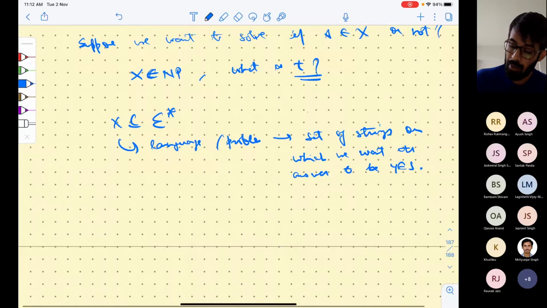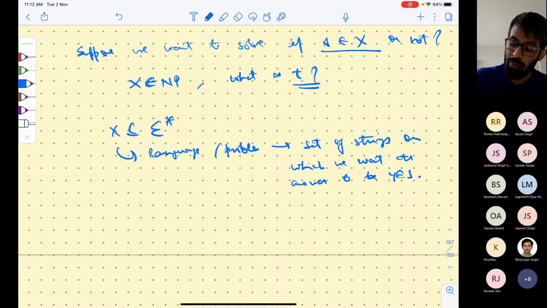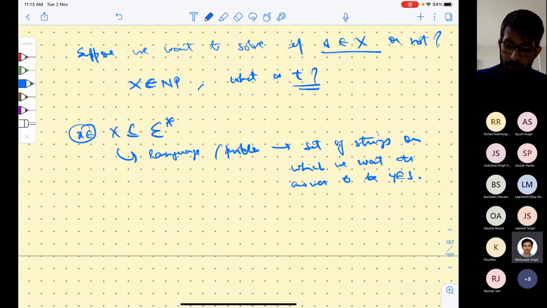Right? So this is a way of abstracting out languages. So what does S belongs to X mean, whether X belongs to this set or not? This is the set of strings on which we want the answer to be yes. Okay, does that make sense or not?